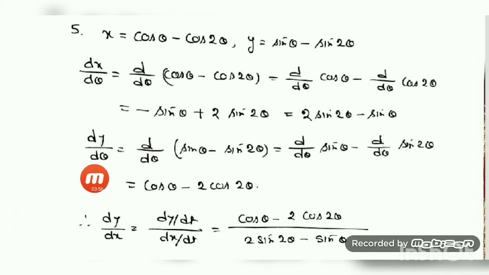Okay. Now dy/d theta is equal to d/d theta of y, substitute sin theta minus sin of 2 theta. Here also again I am applying the u minus v rule, difference rule, d/d theta of sin theta minus d/d theta of sin of 2 theta. What is the derivative of sin theta? It's cos theta. And derivative of sin of 2 theta is equal to what? 2 cos of 2 theta. So both dx/d theta and dy/d theta values we obtain.